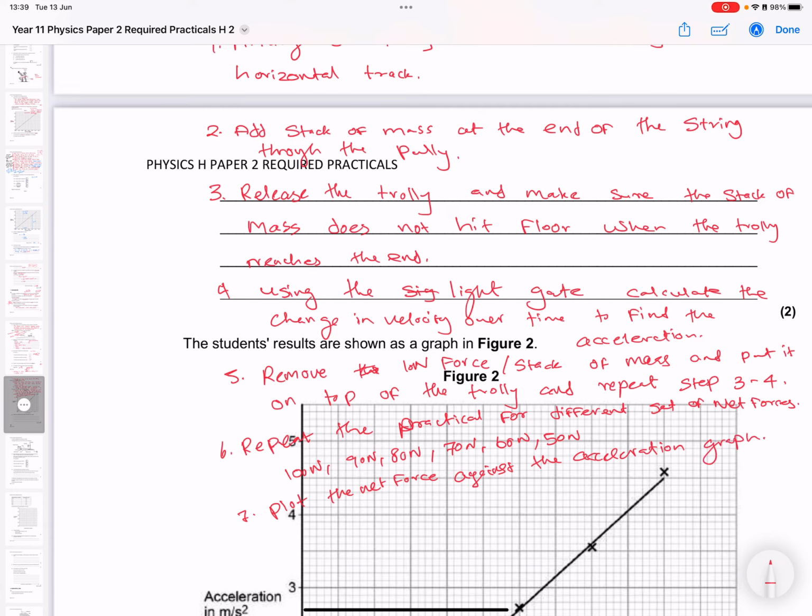Okay, so if they do that, they would get a directly proportional relationship. So they change the force and measure the acceleration, so that will be directly proportional.